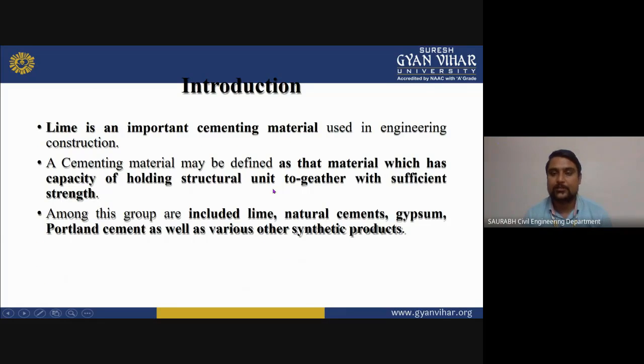Lime. In the introduction, first we will see the definition of lime. Definition is a very important thing whenever you are studying anything; you should know the basic definition of that thing. So lime is an important cementing material used in engineering construction. A cementing material may be defined as the material which has the capacity of holding a structural unit together with sufficient strength. Among this group are included lime, natural cement, gypsum, Portland cement, as well as various other synthetic products.